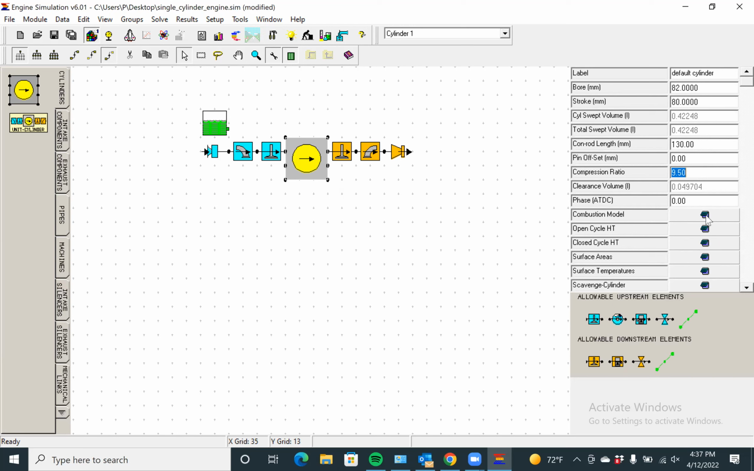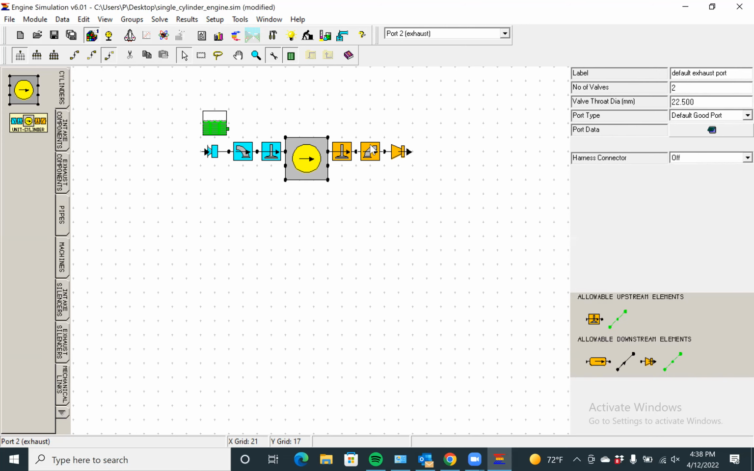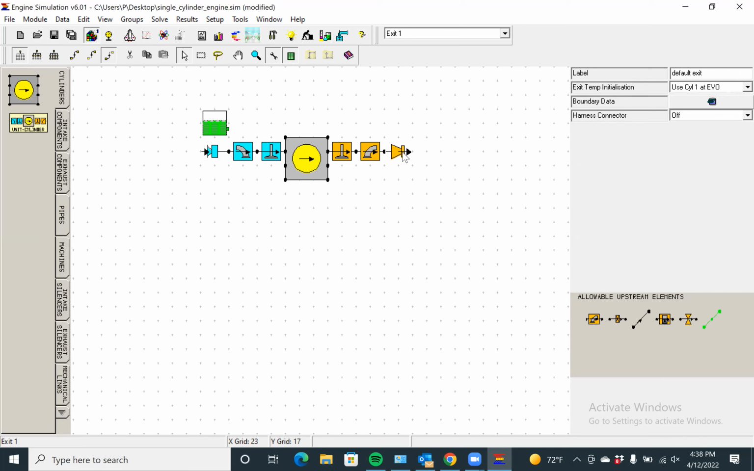Depending upon the type of combustion that you are going to expect, you can model different combustion models. You can actually do surface temperature, scavenging efficiency, all that stuff. So this is where the piston and cylinder information gets put in. Then you have this exhaust valve, and you can change the valve parameters, you can change the lift properties, you can do all the stuff. You got the exhaust manifold or the exhaust port, and you got the exhaust duct or the exhaust element.